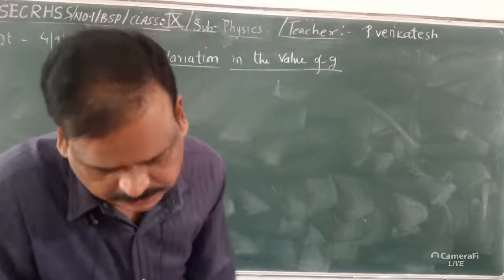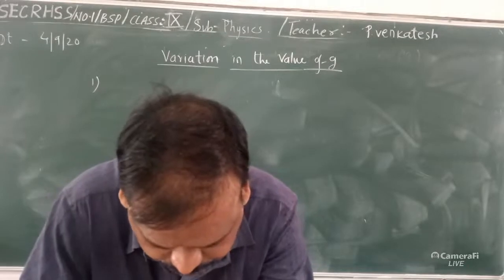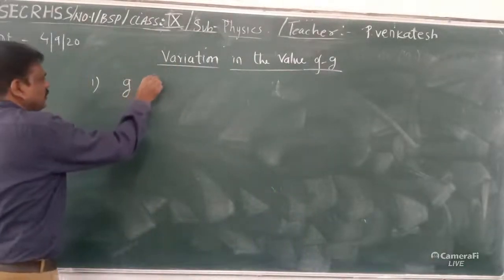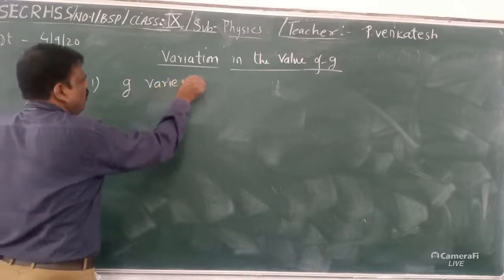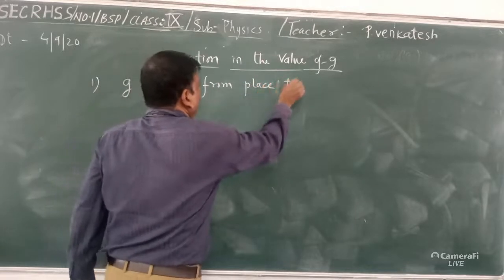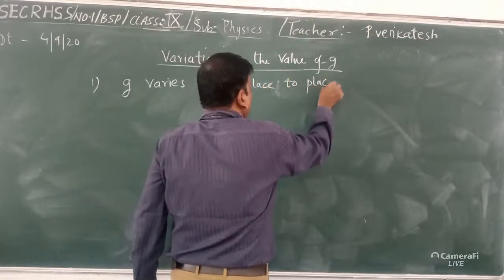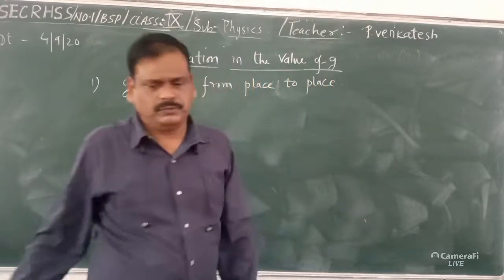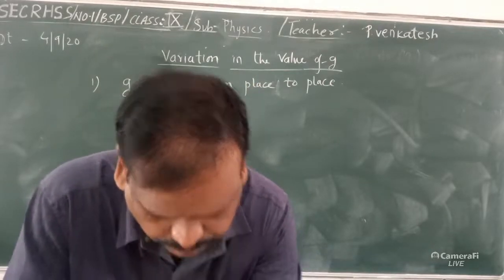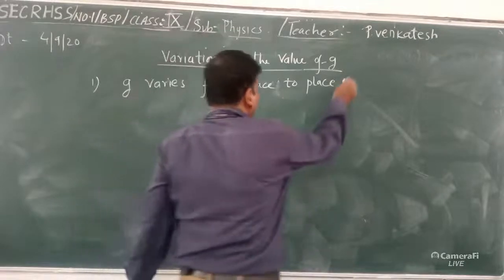You will write: g varies from place to place due to the shape of the earth.